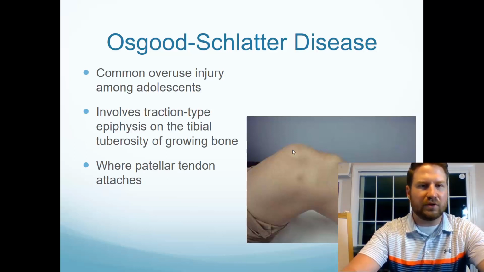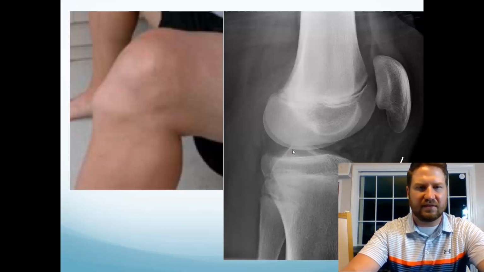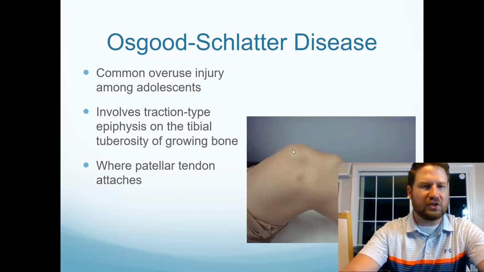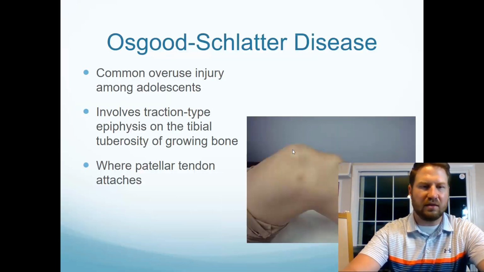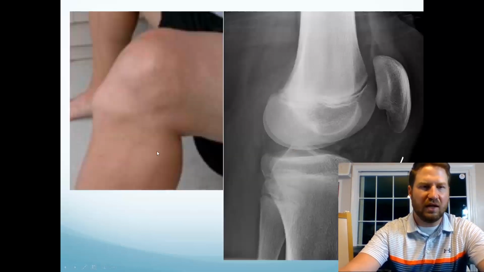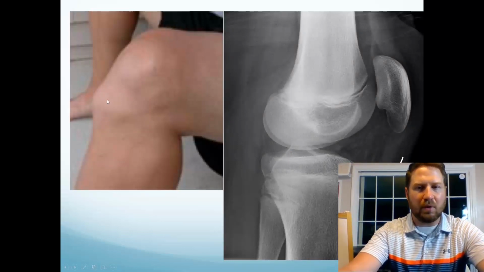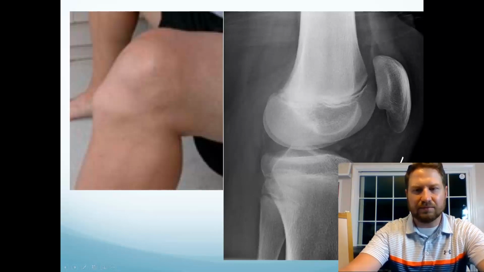Osgood-Schlatter's disease, common overuse injury among adolescents. Okay? Involves traction-type epiphysitis on the tibial tuberosity of the growing bone, where the patellar tendon attaches. Okay, can get pretty bad, can get pretty pointed. Okay, look at that. That's a full-on separation of the periosteum. Now, will they go in and do surgery on that? Probably not. They'll probably just have them rest, ice, and wait for that to recalcify.